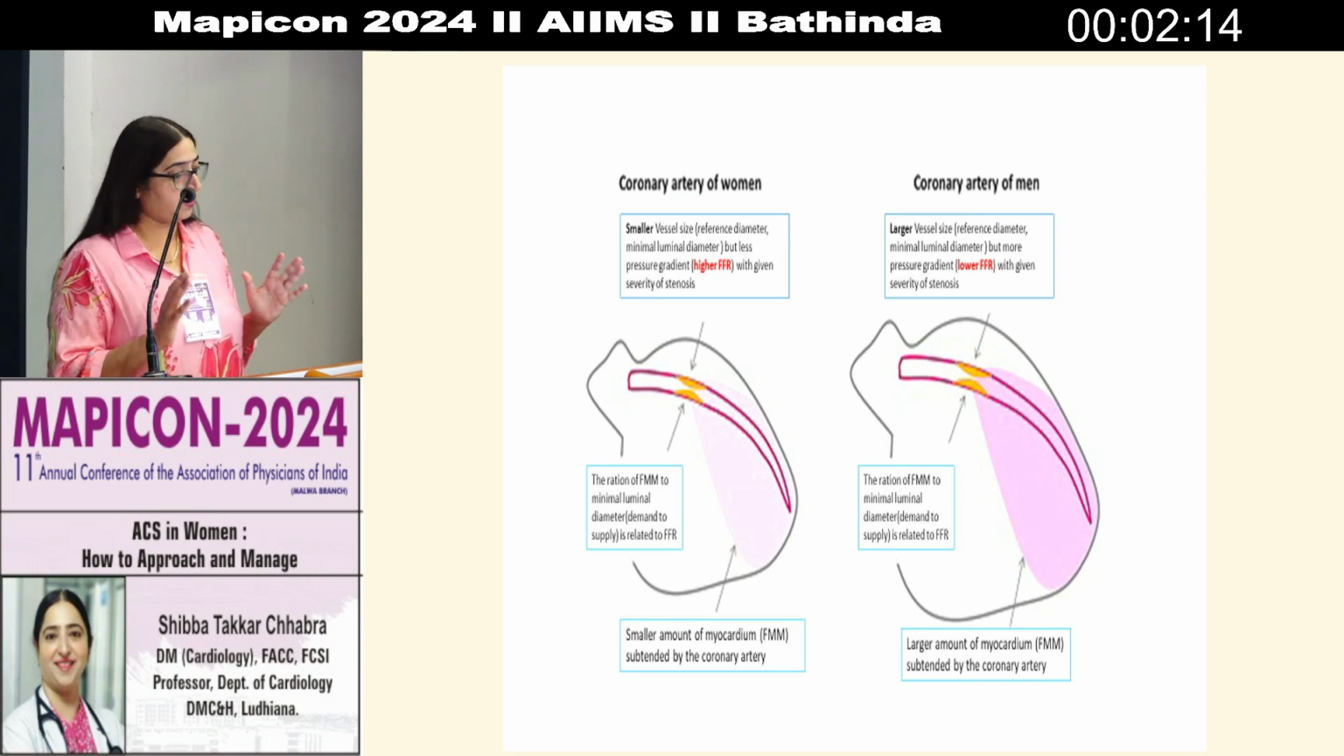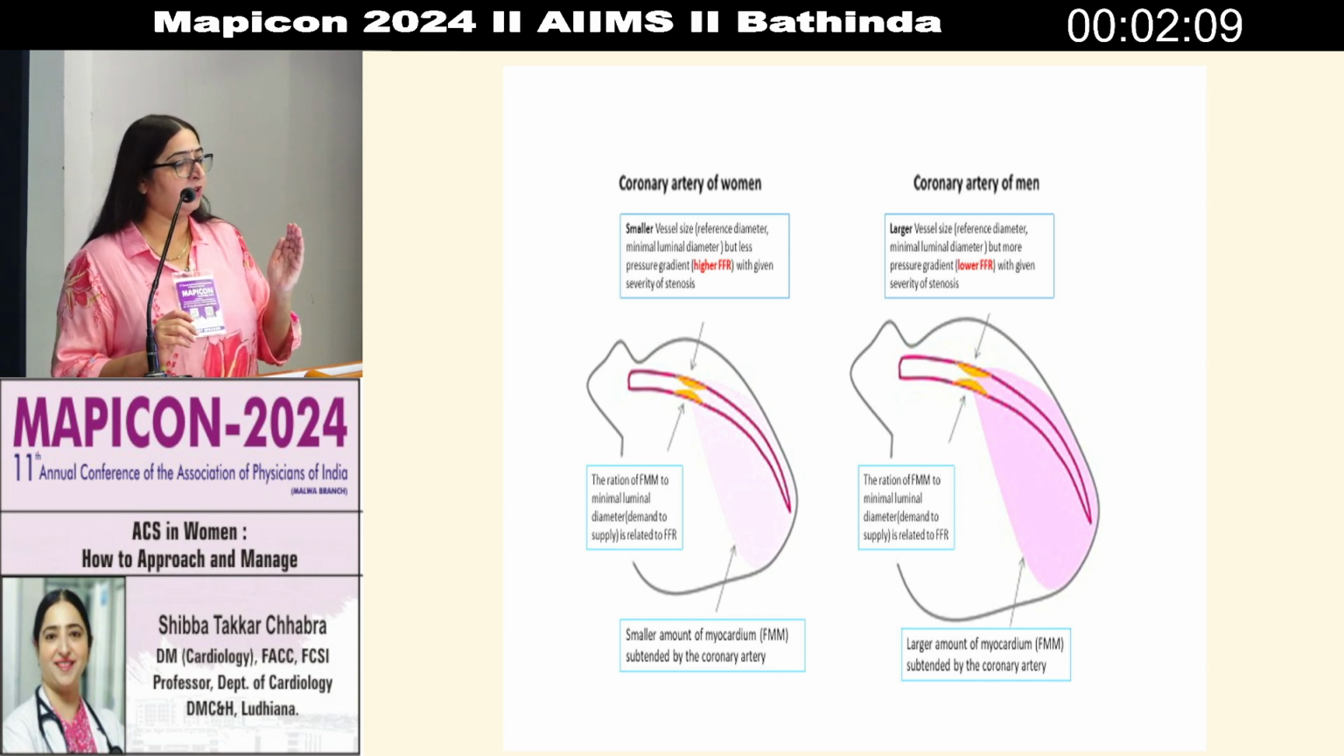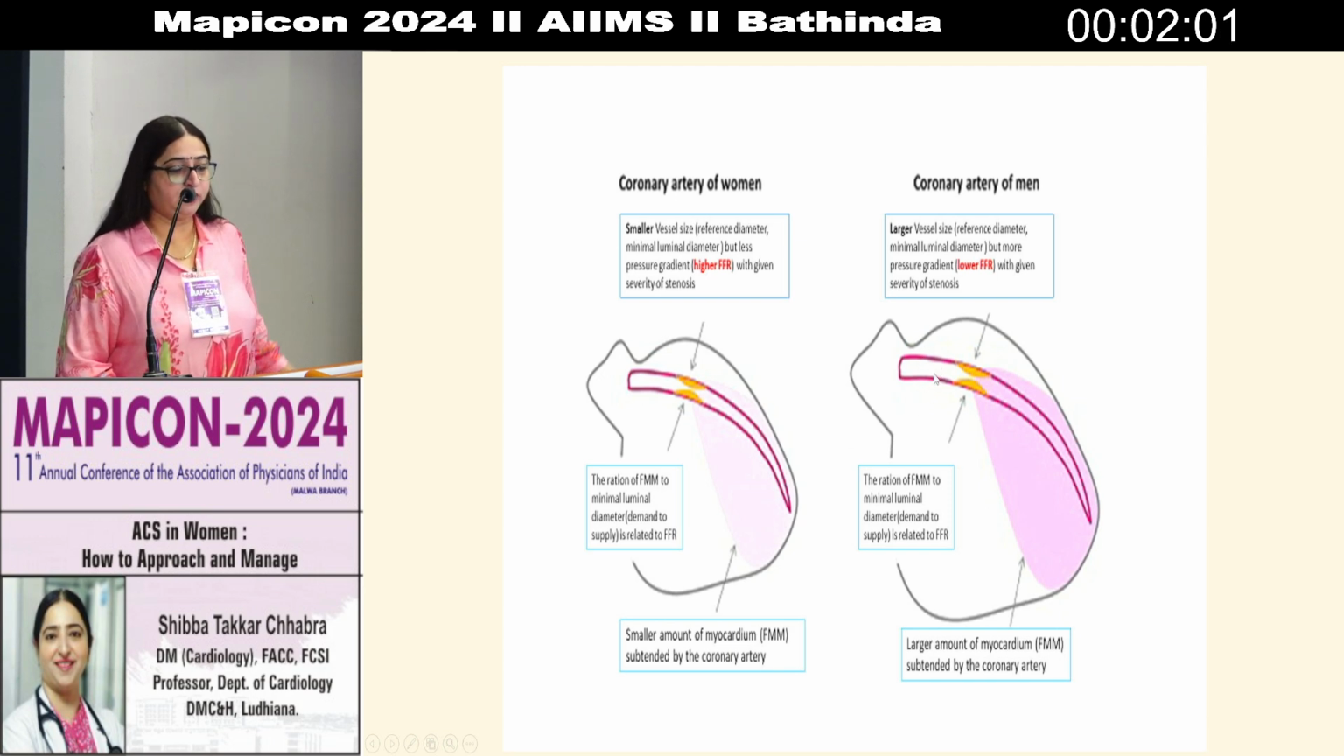This cartoon shows us that if we look at the coronary artery, a woman's coronary artery is small. It is smaller in size as compared to a male's coronary artery, which would be larger. The reference diameter would be more. And if we look at the area of myocardium that is subtended, a woman's coronary artery would subtend a lesser area of myocardium as compared to a man's coronary artery.